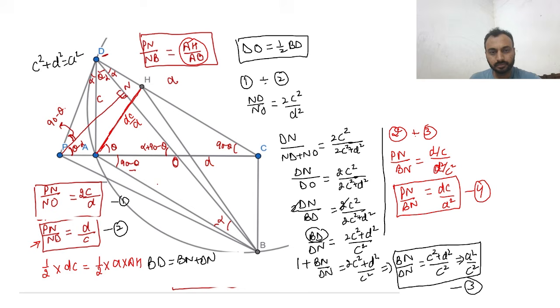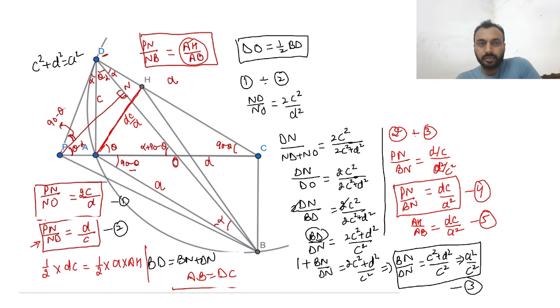And this length, AB length is equal to DC. As also we know AB length is equal to DC. So DC we assume is A, so AB is also A. So now if you see that AH by AB, it is also nothing but DC by A square. So we have a ratio that is the same and the angle is 90 between these two sides. So we can see that the triangles are similar.